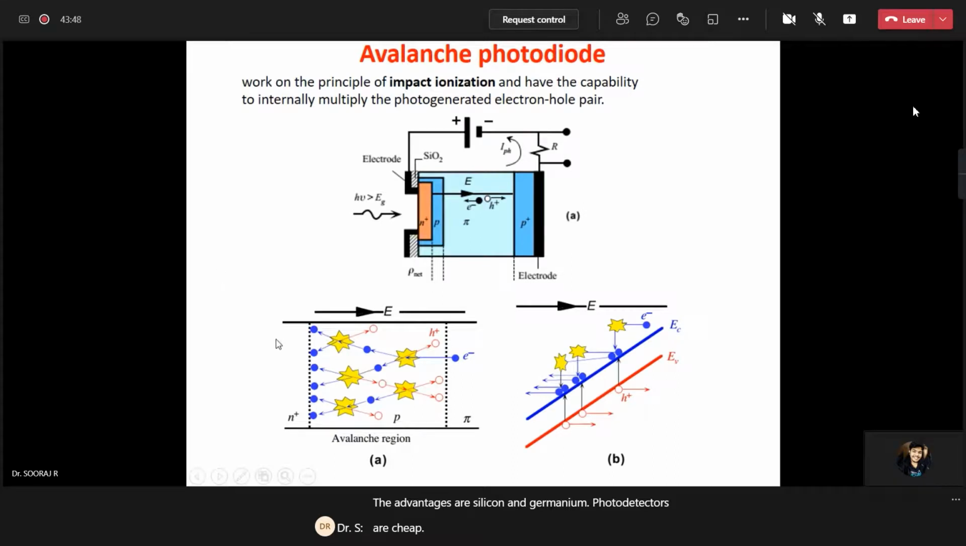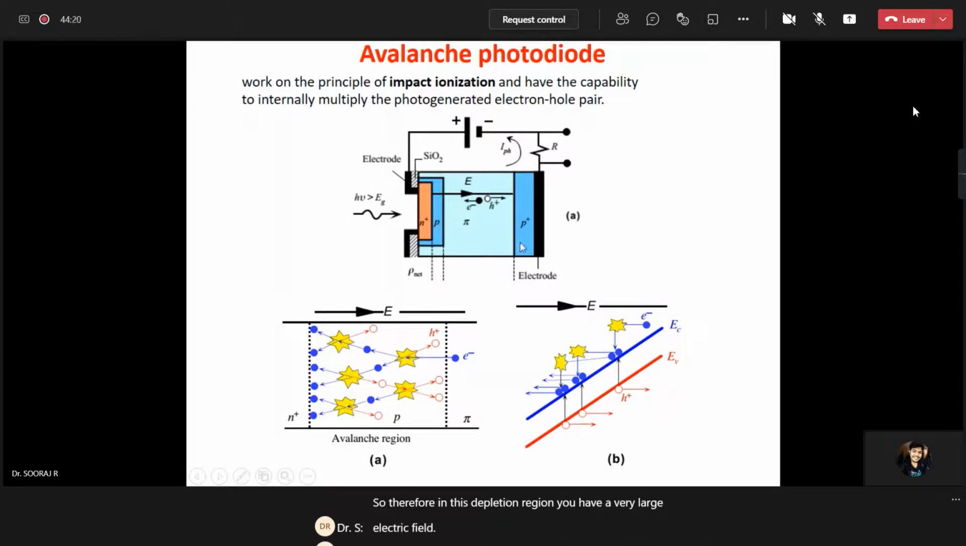The other class of photodiode is called an avalanche photodiode, which works on the principle of impact ionization. So here again, you have a PN diode. The basic structure is always a PN diode, but you have certain additional layers. However, in this case, you apply a very strong reverse bias voltage. Therefore, in this depletion region, you have a very large electric field.